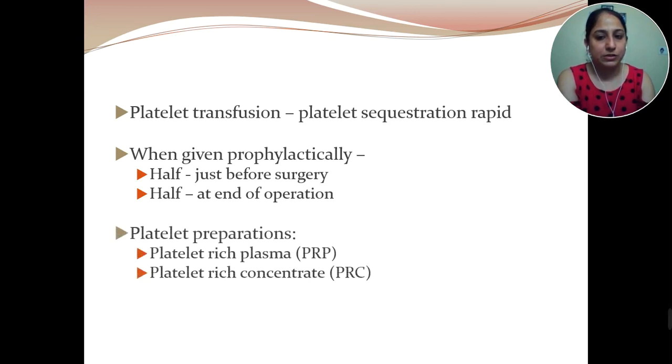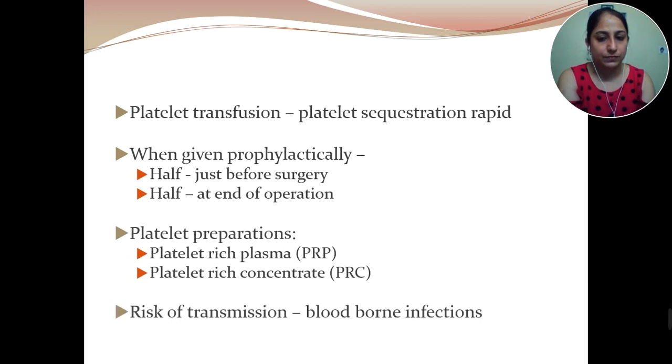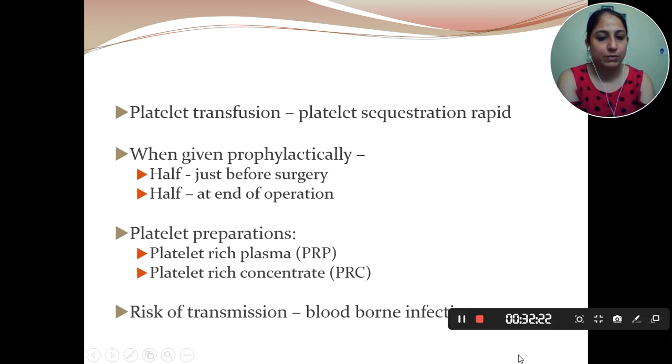Platelet preparations include platelet-rich plasma and platelet-rich concentrate. The risk of transmission because of these transfusions could be blood-borne infections.